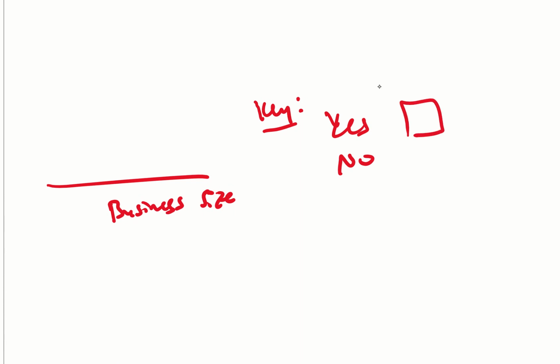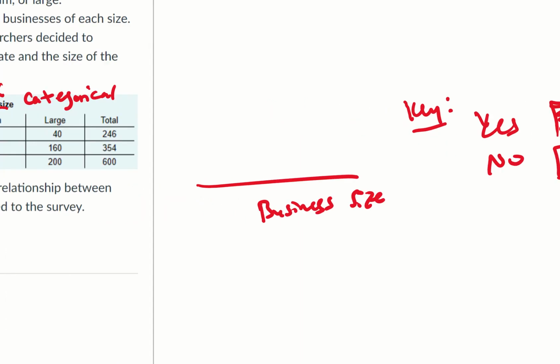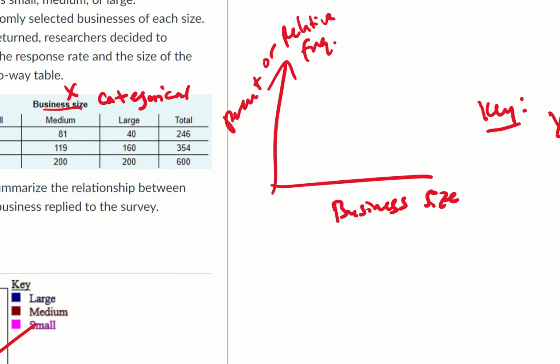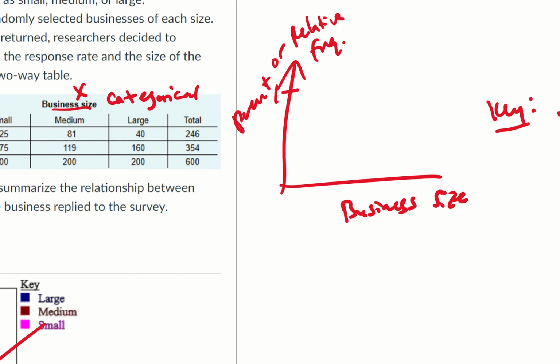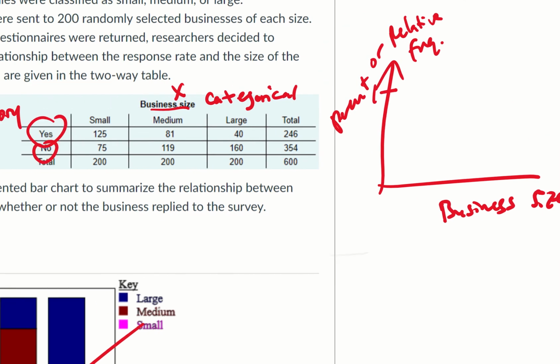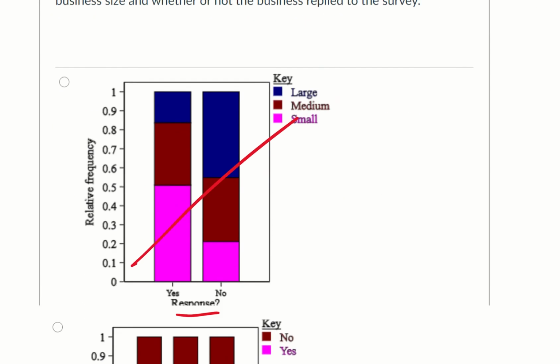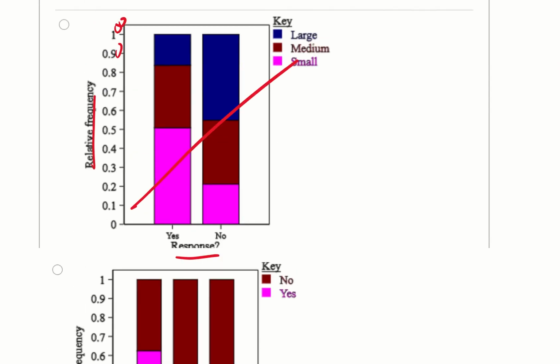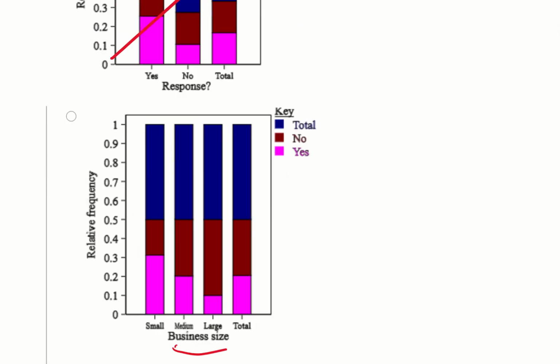We want to make our key for that, however we want to do it. And then the percent goes here. Percent or relative frequency, either one is fine. Relative frequency is a decimal, and percent is the actual percent. So you can be at 100% or you can be at 1. 1 means 100%. Notice that these have relative frequencies and not percentages. So 1 would be 100%, 0.9 would be 90%, and so on. It's fine that it's relative because they're all relative here.